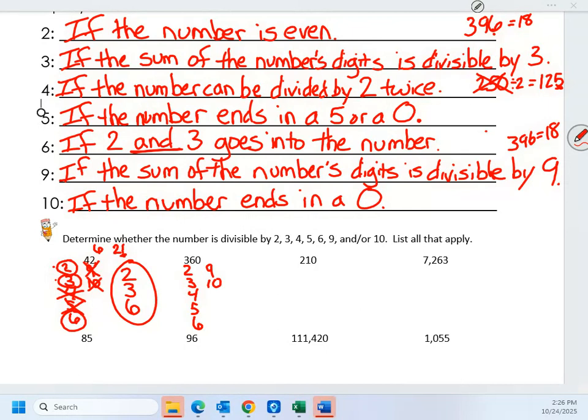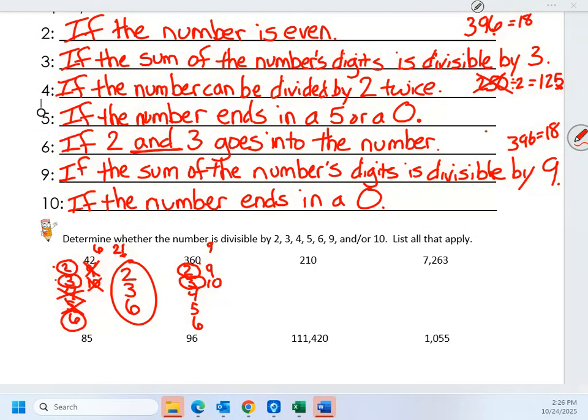For the 2, is it an even number? Does it end in 2, 4, 6, 8, or 0? It does end in a 0. So I'm going to circle my 2. For the 3, I need to see what the sum of those numbers are. Well, 3 plus 6 is 9. 9 plus 0 is 9. So 9 is divisible by 3. 9 divided by 3 is 3, so I'm going to circle that 3.